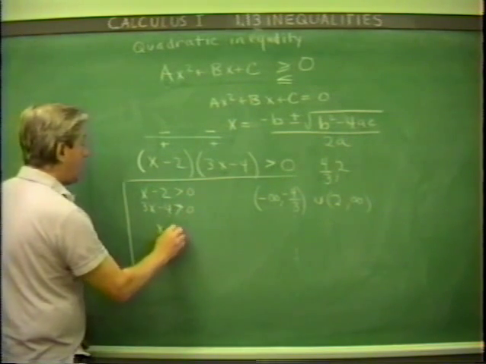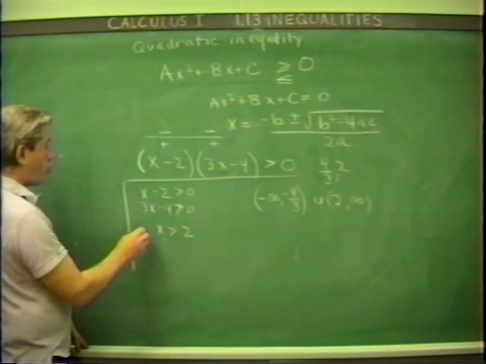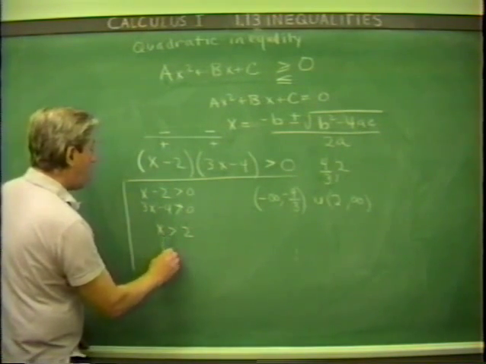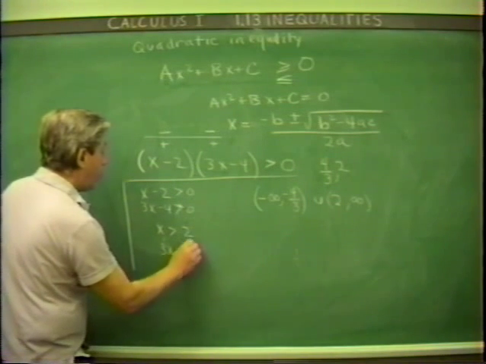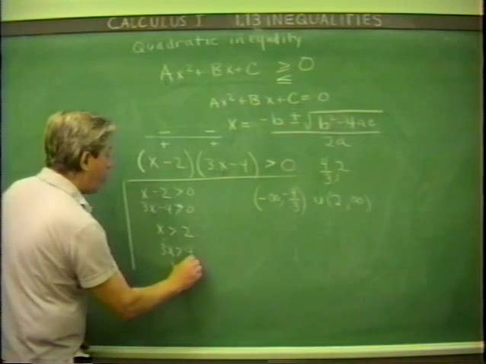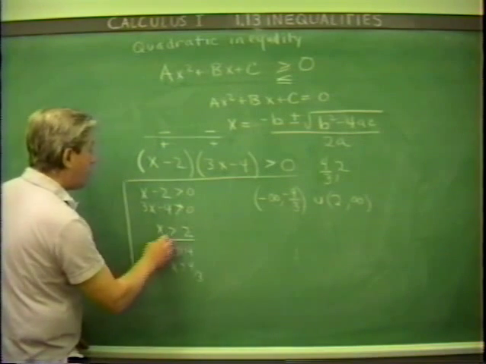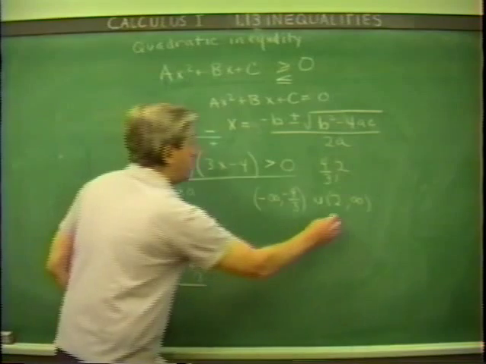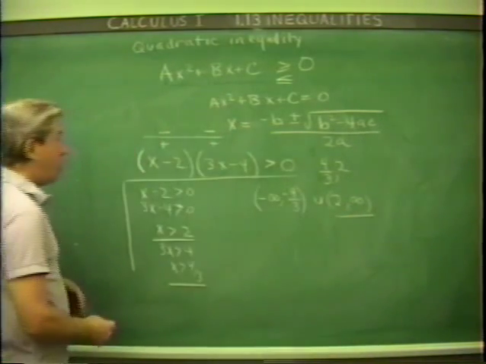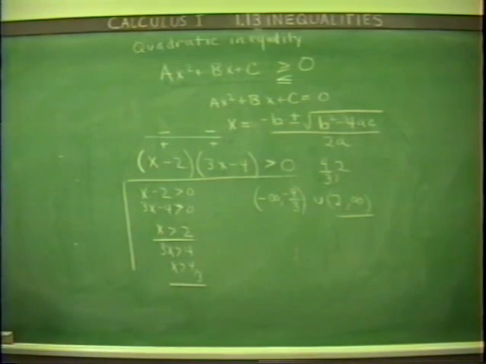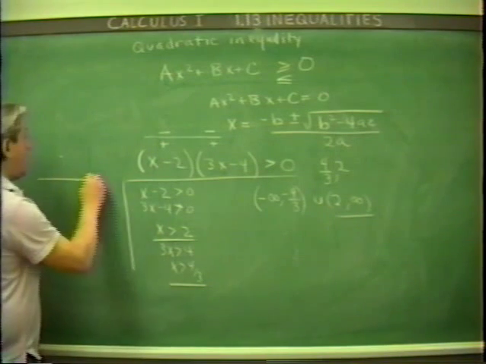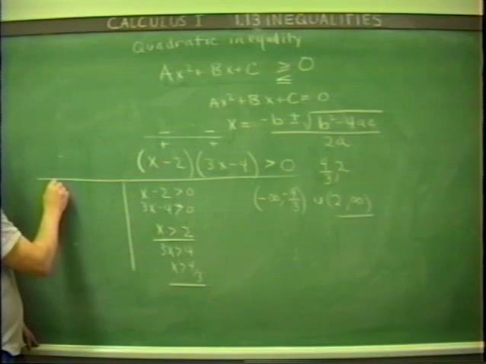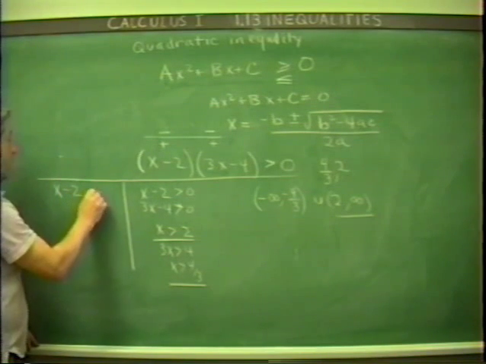One is when x minus 2 is greater than 0 and 3x minus 4 is greater than 0. That's to say when x is larger than 2 and 3x is larger than 4, or x is larger than 4/3. And in order for x to be larger than 2 and also larger than 4/3, x must be larger than 2. And we get this interval.